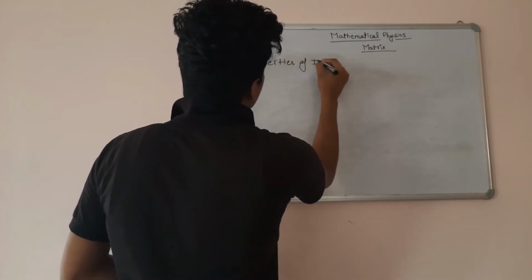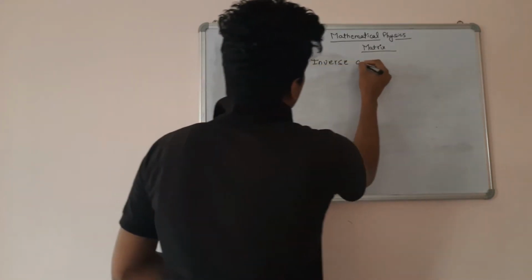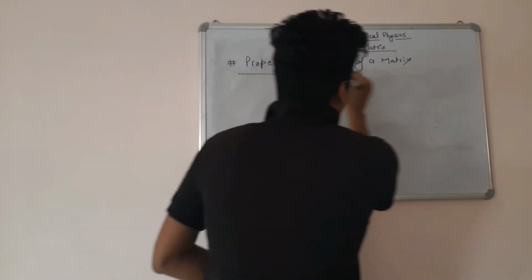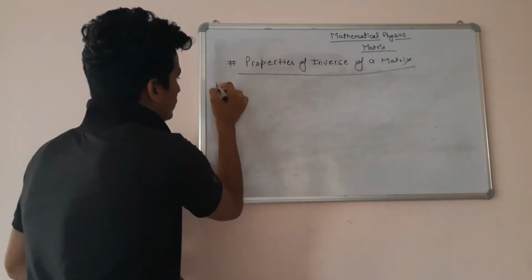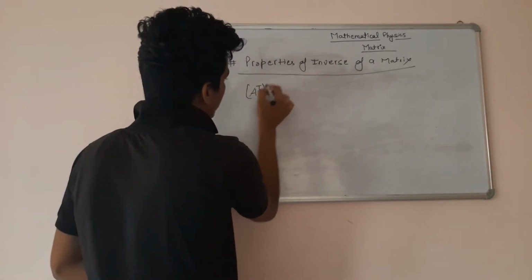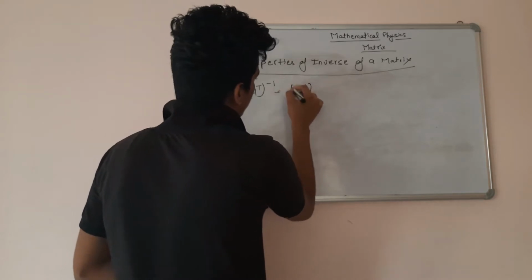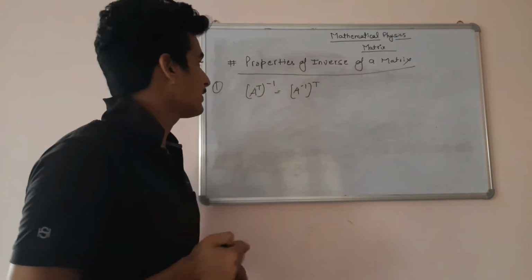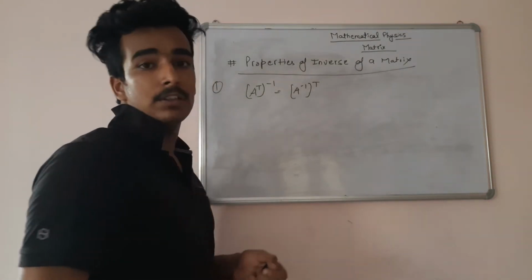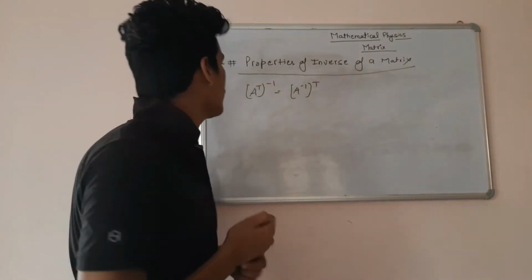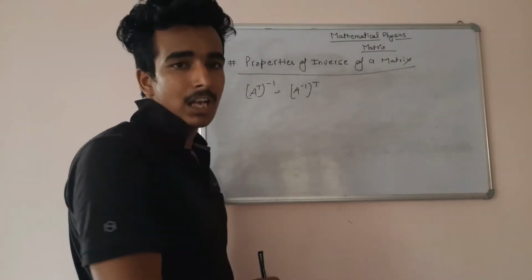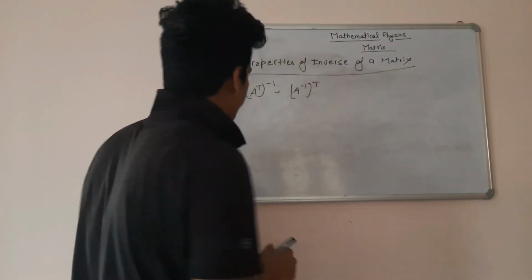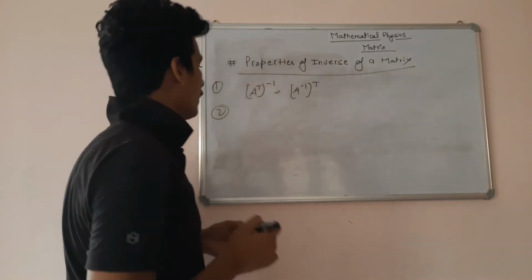Properties of the inverse of a matrix. These are some basic properties of the inverse of a matrix. The first one is: A transpose inverse is A inverse transpose. This property shows that if you do any one of the operations first and then the other, it will not affect our result. Whether you do transpose first then inverse, or inverse first and then transpose, the result will be the same.